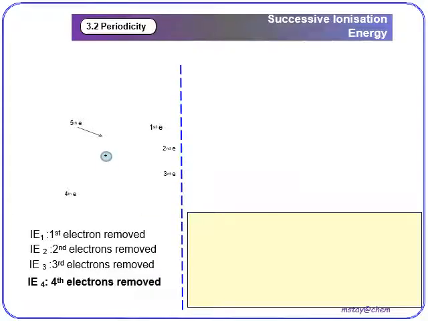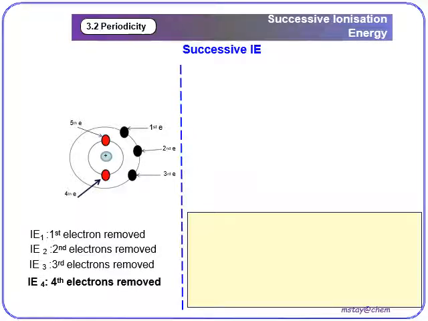Let's check how questions related to successive ionization energy will be asked. Look at the structure of the atom. The first electron that we are going to remove is from the outermost shell. The second electron is still from the outermost shell. The third electron is still from the outermost shell. Then the fourth electron is from the inner shell, and the fifth electron is also from the inner shell.